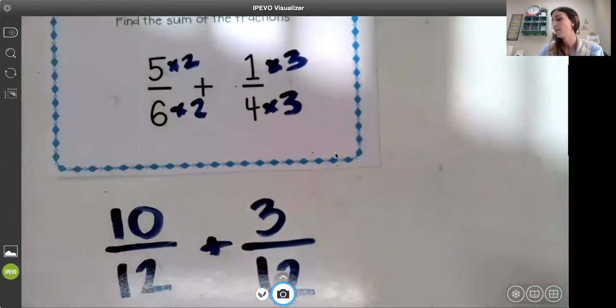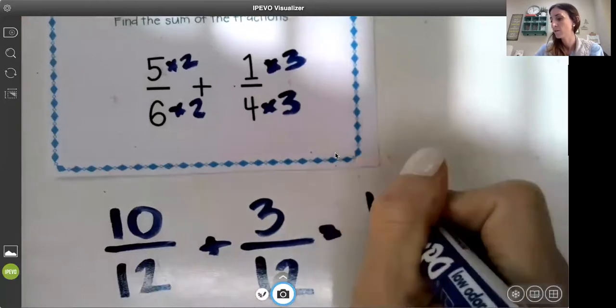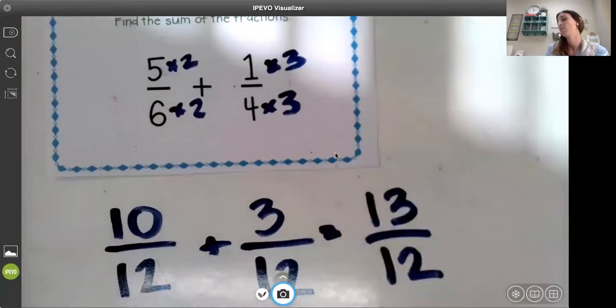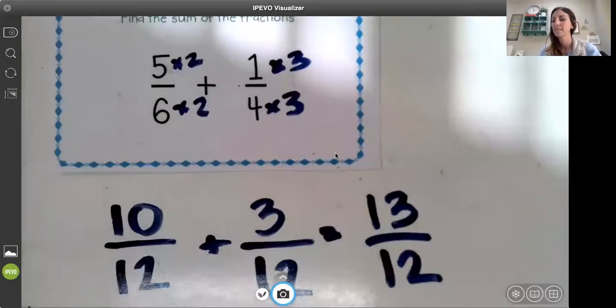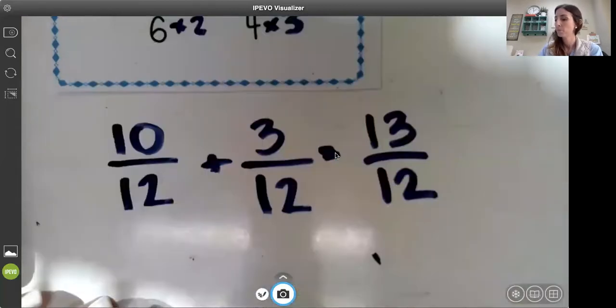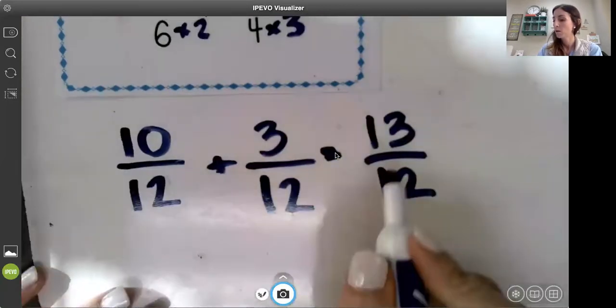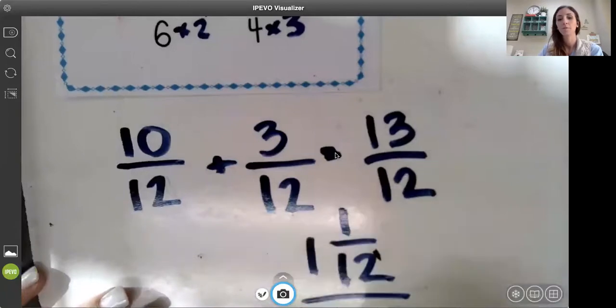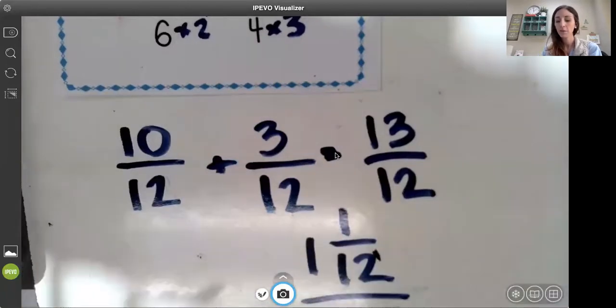Then when I add it together, I get 13 over 12. Now what am I going to do with that? Because that's definitely the right answer, but it's not in simplest form. So remember, we take that and make it into a mixed number. So it would end up being 1 and 1/12.